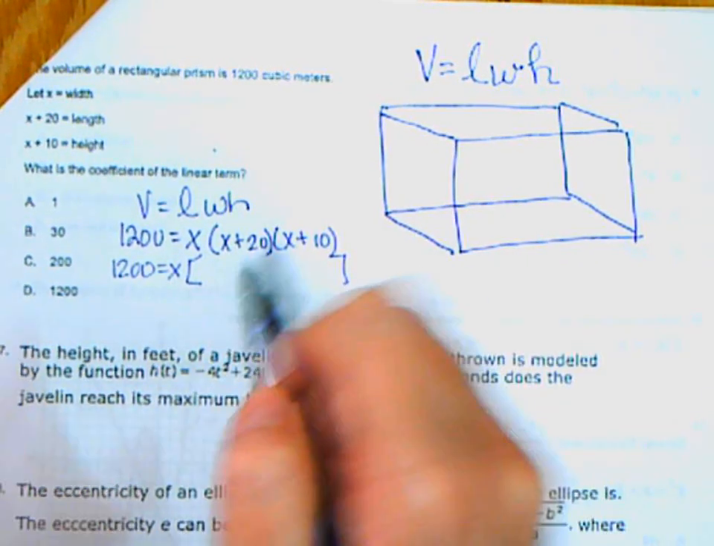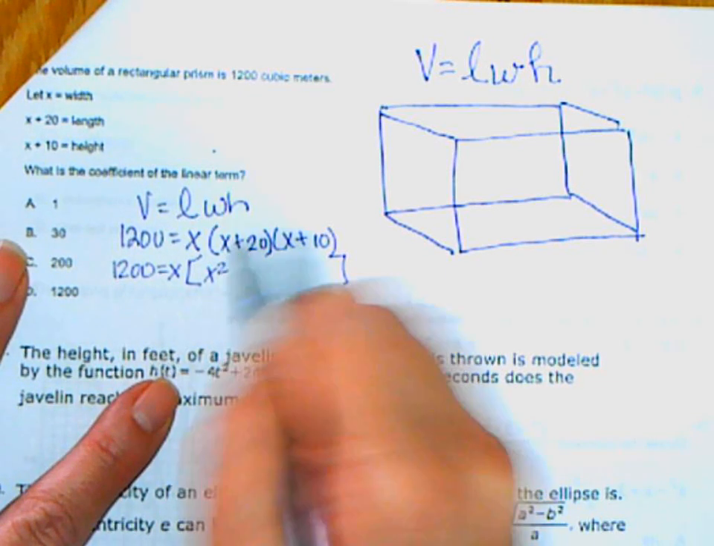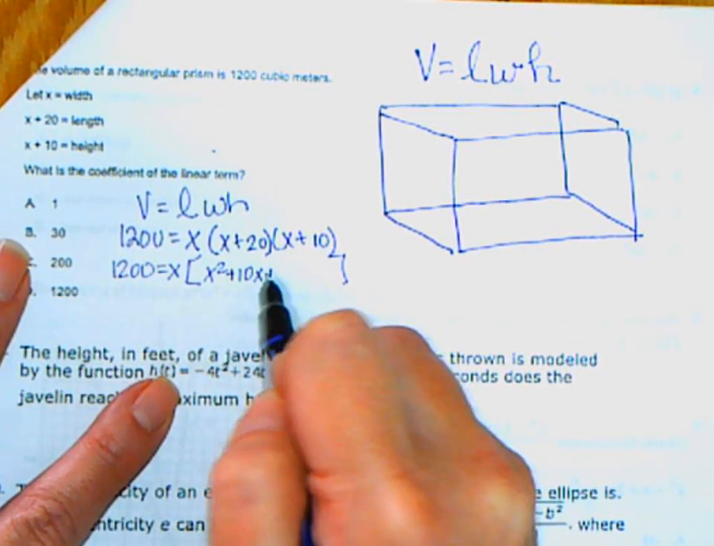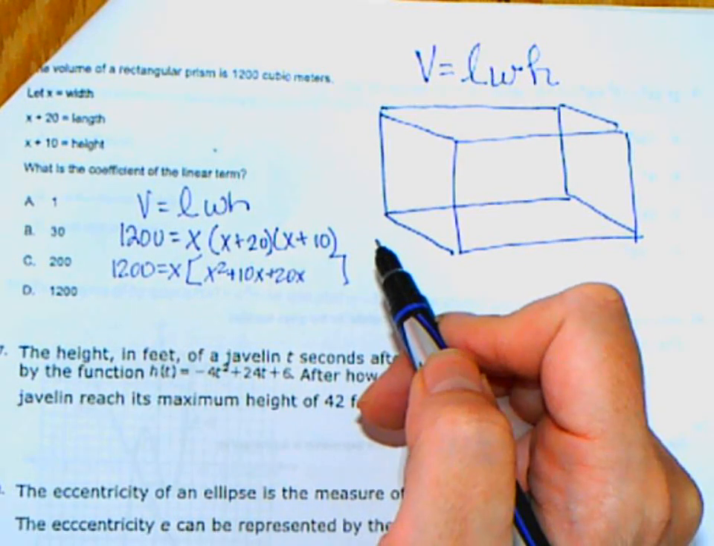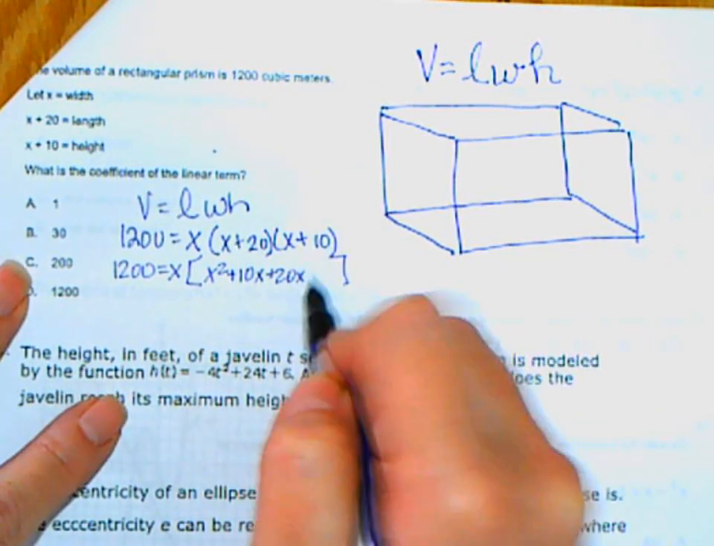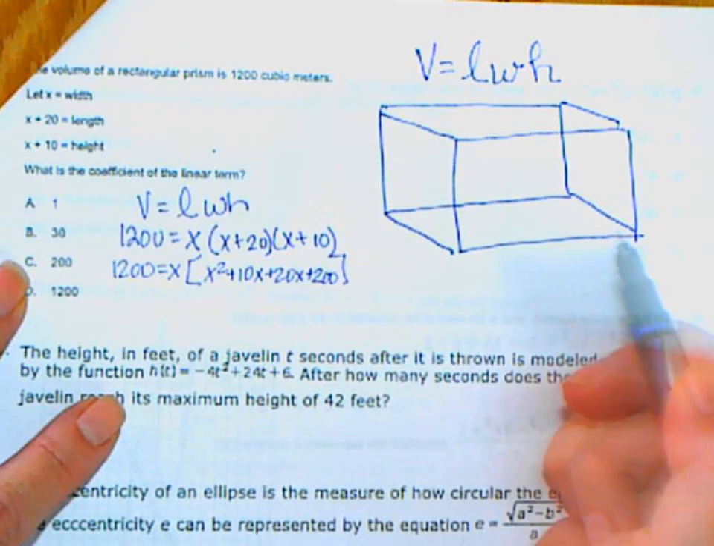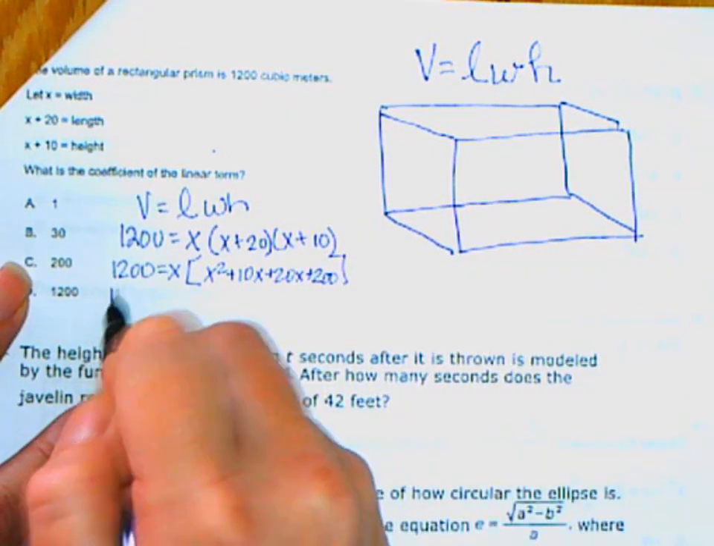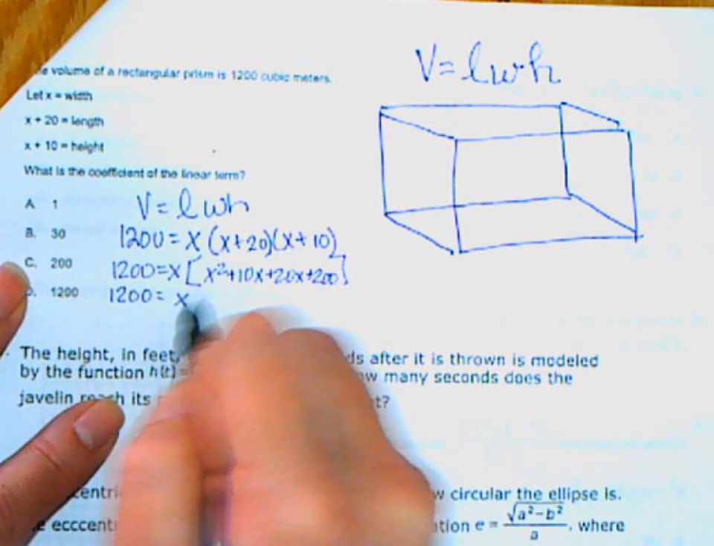So first times first is x squared. Outer times outer is plus 10x. Inner times inner is plus 20x. Last times last is plus 200. And then I can combine those like terms in there.